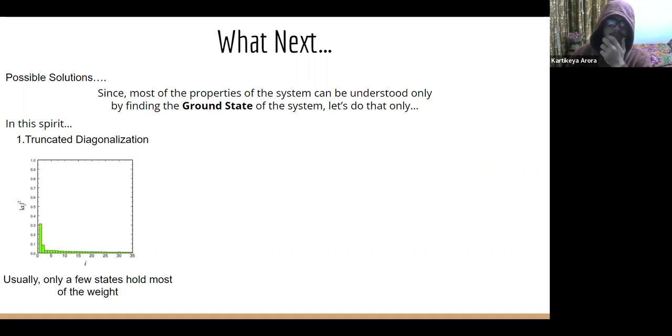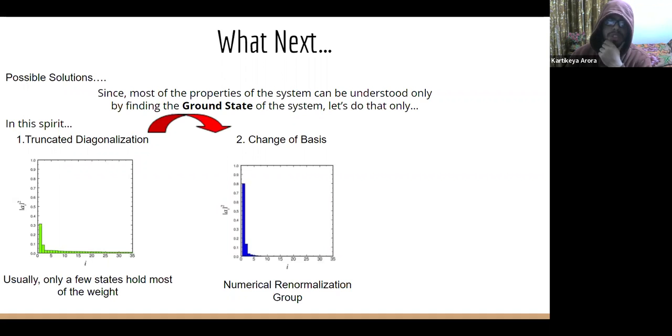So a reasonable thing here would be to perform a change of basis, or classically, if you like to visualize it, it would be the rotation of coordinate axes, such that all of the information is limited only to, say, 10 states of the system.